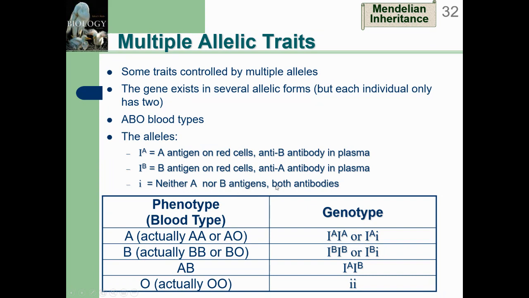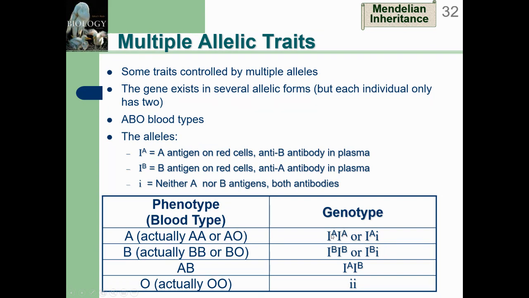They don't have A or B antigens, right? So they have antibodies against both A and B. So when we call that O, the O is not the letter O, it's actually 0, for I don't have any of these antigens on my cell surface. So that's what the O actually stands for.